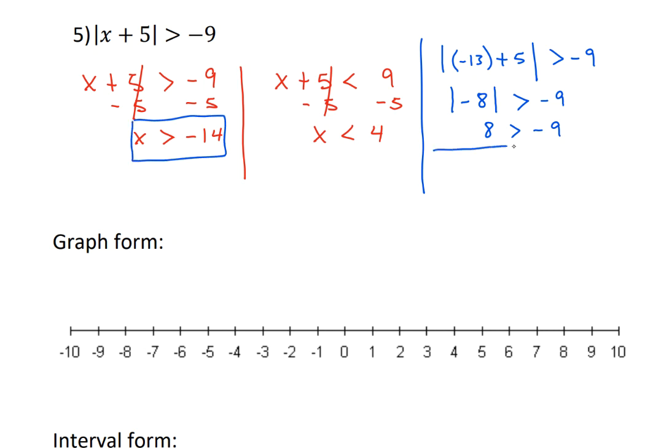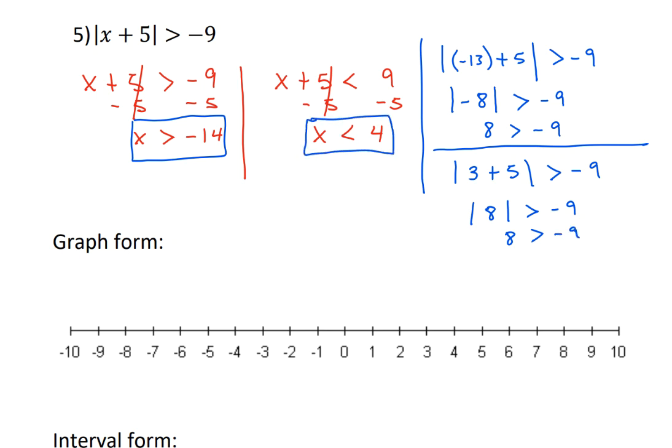Okay, for the other one, x is less than 4. So we need to pick a number that's less than 4. I'm just going to go with the next number, which is 3. If I plug in 3 into my original absolute value inequality, I get the absolute value of 3 plus 5 is greater than negative 9. Well, 3 plus 5 is 8, and the absolute value of 8 is 8, and it is greater than negative 9. So this is also true.